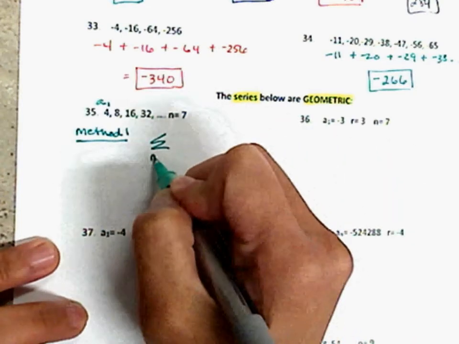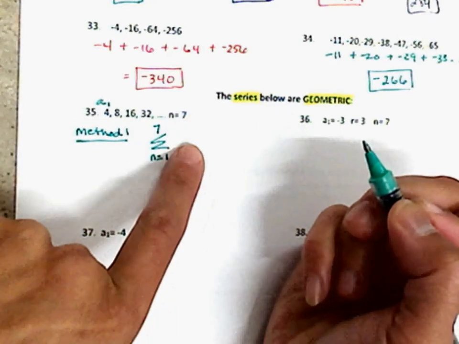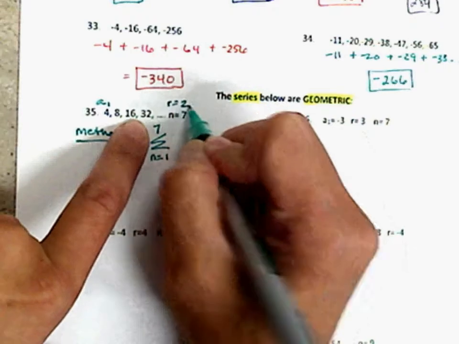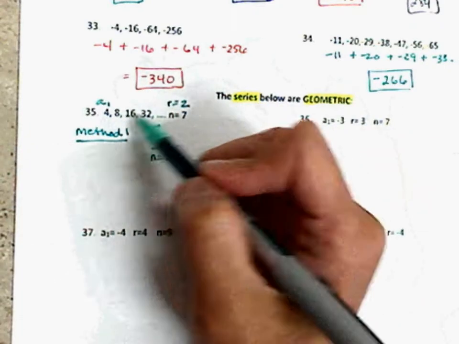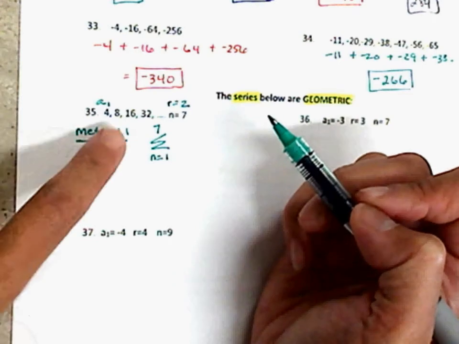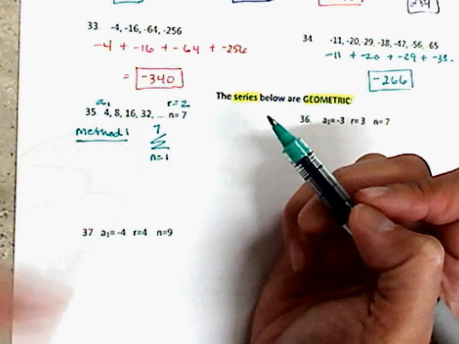N equals 1, going to your 7th term. Here's your explicit formula. I know my R is 2 because I'm multiplying by 2 every time. You could check that on your calculator. I've already shown you how. 8 divided by 4 is 2. 16 divided by 8 is 2. 32 divided by 16 is 2.